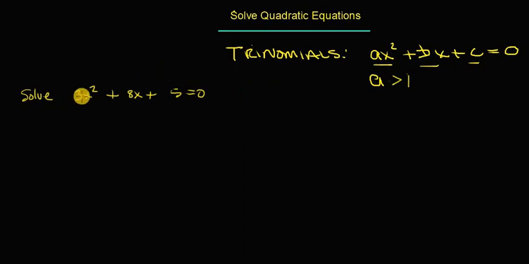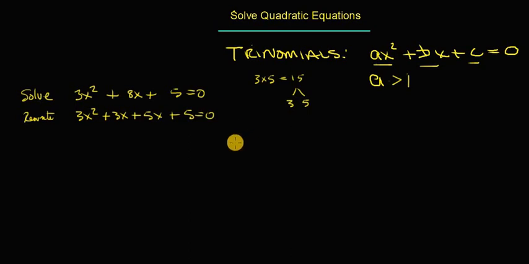So for example, solve 3x squared plus 8x plus 5. What we do is we multiply the x squared coefficient by the constant. We're going to get 3 times 5, and that's equal to 15. And then we get the factors of 15, which are going to multiply to give us 15, and they're going to add up to give us 8. So I can see quite quickly that that is 3 and 5. And then what I need to do is rewrite this as 3x squared plus 3x plus 5x plus 5 is equal to 0.